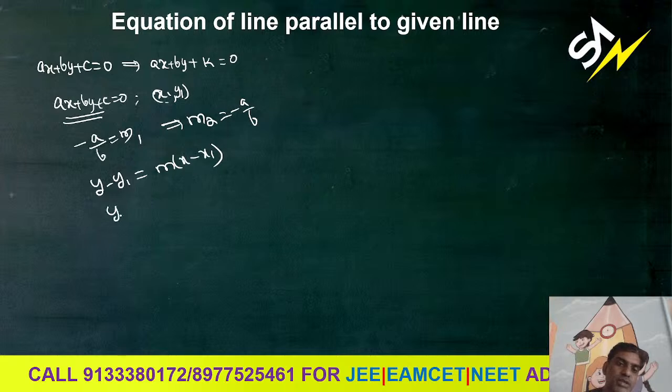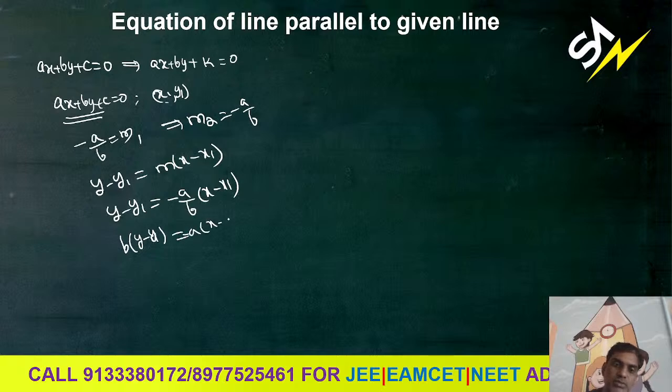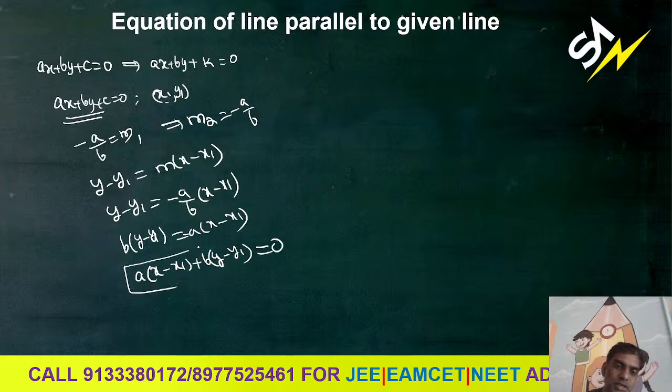So what do you get? y minus y1 equals m. What is m here? Minus a by b into x minus x1. So send b here. b times y minus y1 equals minus a times x minus x1. So finally a times x minus x1 plus b times y minus y1 equals 0. This is the line which is parallel to the given line and passing through the point x1, y1.